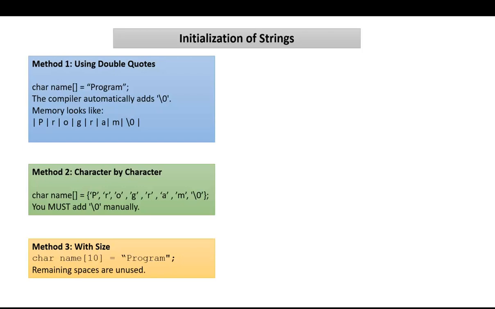Right. The last method is initialization with size. This is the third method. Look, char name of 10 is equal to "program". The remaining memory spaces here. So what is the memory space used? The size of the array is 10. Program takes 7 plus 1 size. The remaining spaces are left unused. But again, null character is automatically added here.